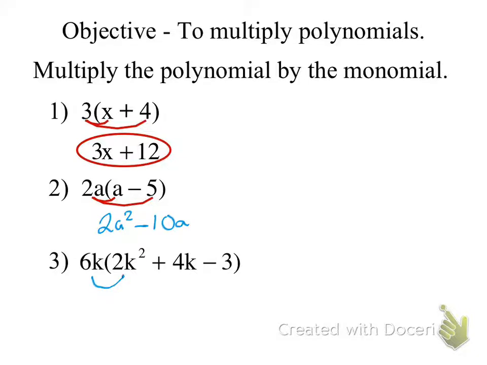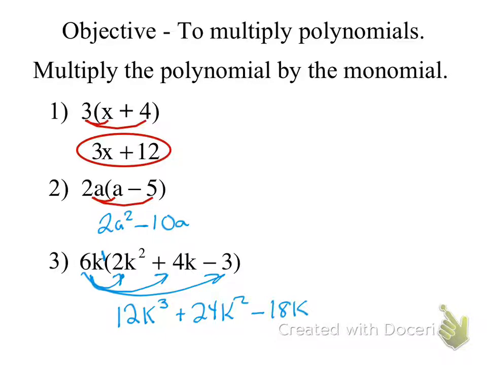Michael, right here, 6k, it's like k to the first, right? Times 2k squared, what is that? 12k to the what? Third. And 6k times 4k? 24k to the second. What sign? Plus or minus? Plus 24k to the second. And then my third one, 6k times negative 3, Olivier? Negative 18k. Good. And we're done. That's multiplying a monomial times a binomial or a trinomial.